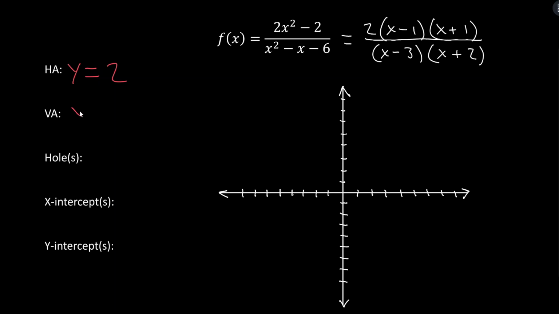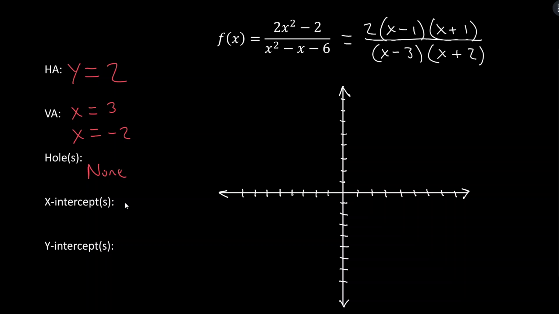So both of these give us vertical asymptotes. We have a vertical asymptote at 3, because that makes x minus 3 equal 0, and at negative 2, because that makes x plus 2 equal 0. Now, holes: we have no holes, right? There are no factors in the denominator that are also in the numerator. We don't have the 0 over 0 situation that's possible, so no holes.